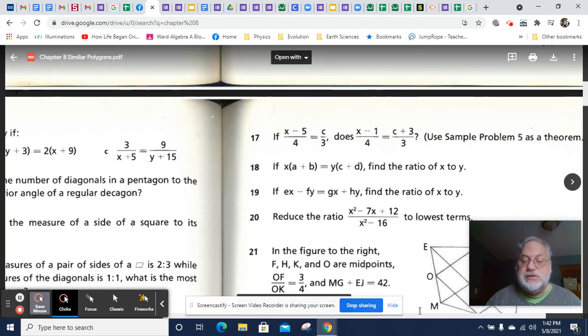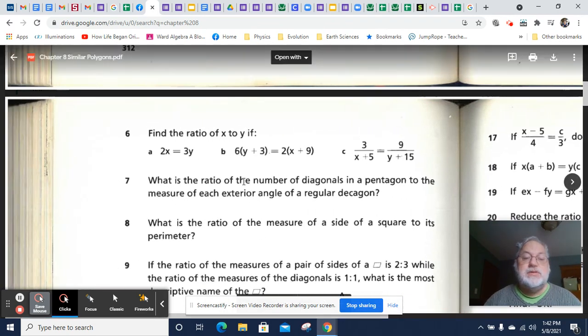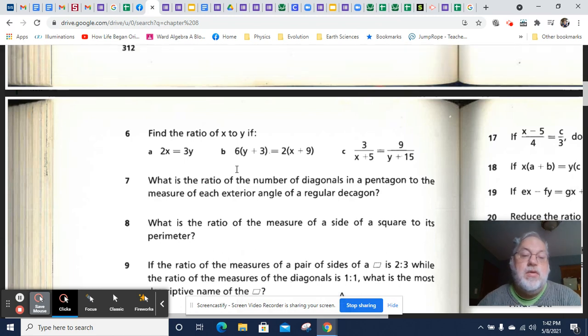Let's look at number 6. So I've asked you to do 6A and 6C. So I'll do 6B. All right, so find the ratio of x to y if these situations exist. So these are, of course, the results of the products of the extremes and the products of the means.